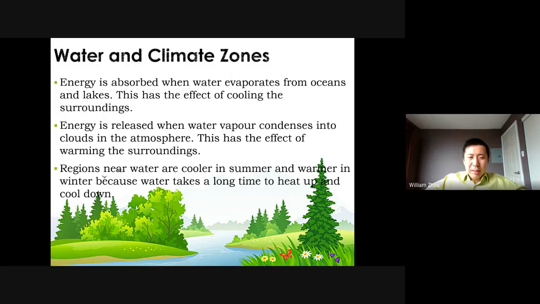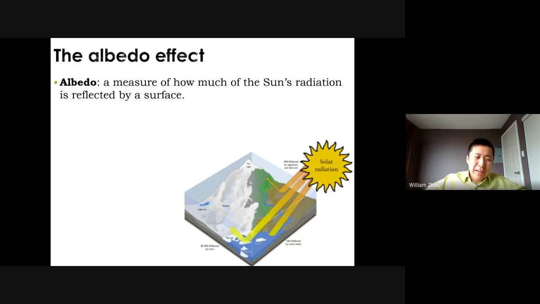Similarly, if water condenses, so the opposite occurs when it gets cold, water will condense. This releases heat. So this has a warming effect in autumn and winter. So living near water is supposed to give you better summers and winters, if you will. Cooler summers, warmer winters. That's a beneficial effect. Now, if that freezes, you get ice.